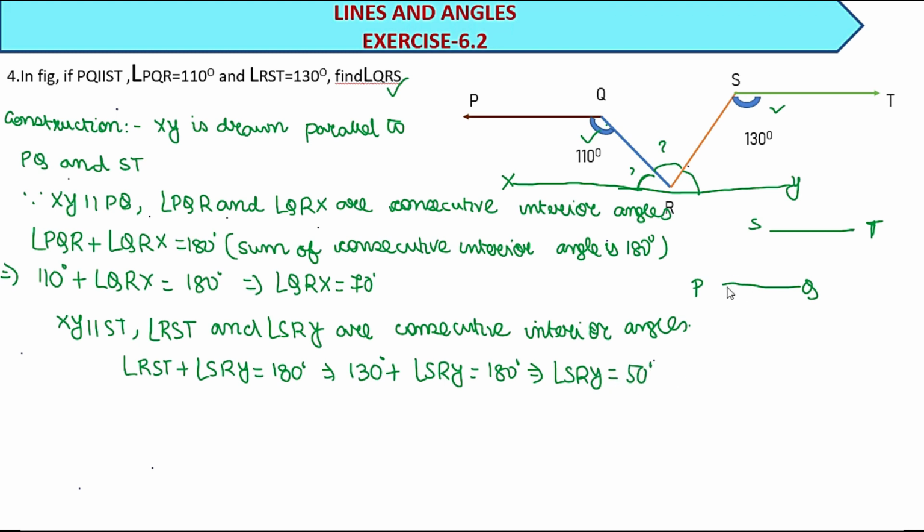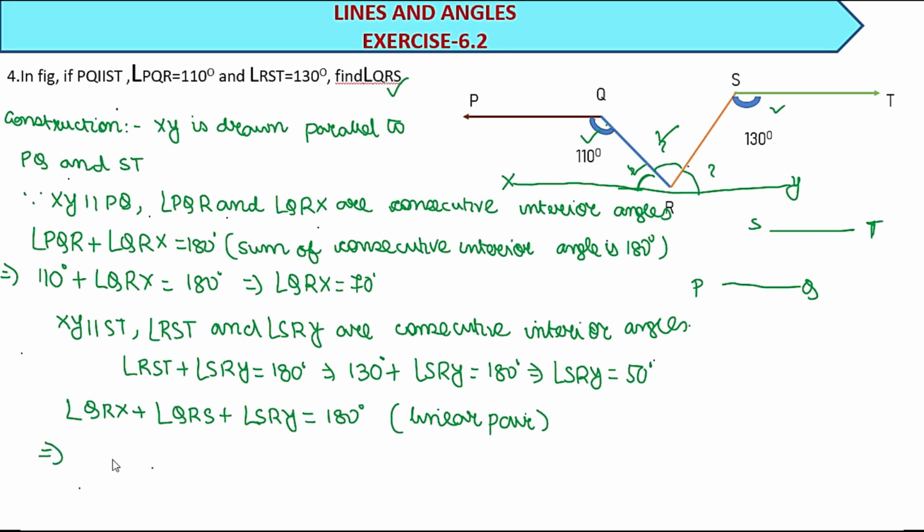Okay. Now if you see here, what are you asked to find out? You are asked to find out angle QRS. Now angle QRX, angle QRS and angle SRY make a linear pair. That is, the sum of these angles will give you 180 degrees. So you will write angle QRX plus angle QRS plus angle SRY equals 180 degrees. Why is it so? Because these make a linear pair.